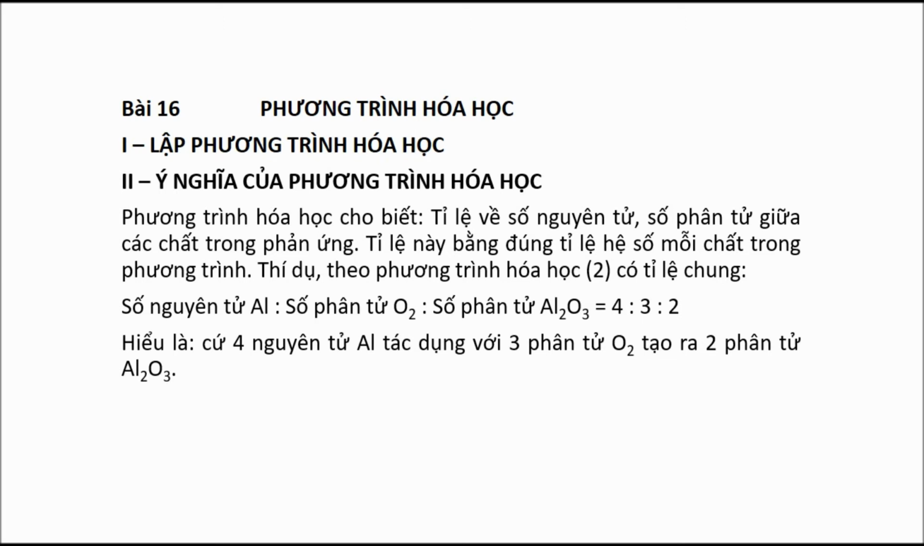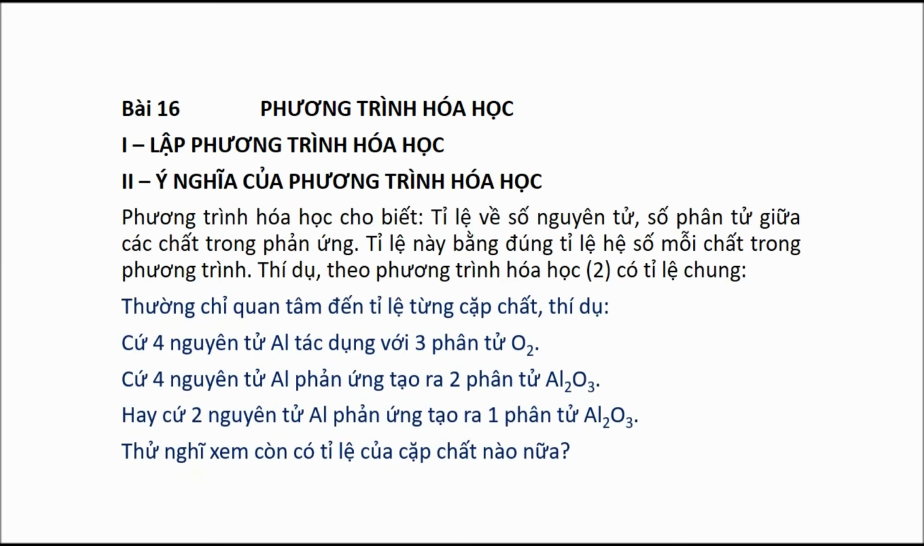It is understood that any 4 Al atoms will react with 3 O2 molecules to form 2 Al2O3 molecules. Usually, only the ratio of each pair of substances is concerned. For example, any 4 Al atoms react with 3 O2 molecules. Any 4 Al atoms react to form 2 Al2O3 molecules. Or any 2 Al atoms react to form 1 Al2O3 molecule. Try thinking of any ratio of other pairs.